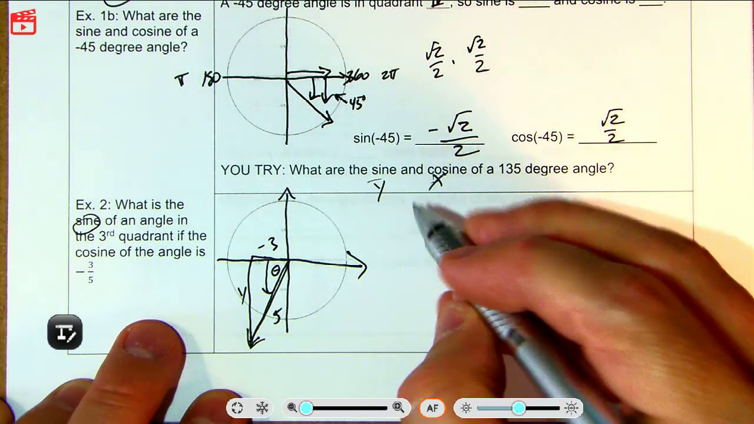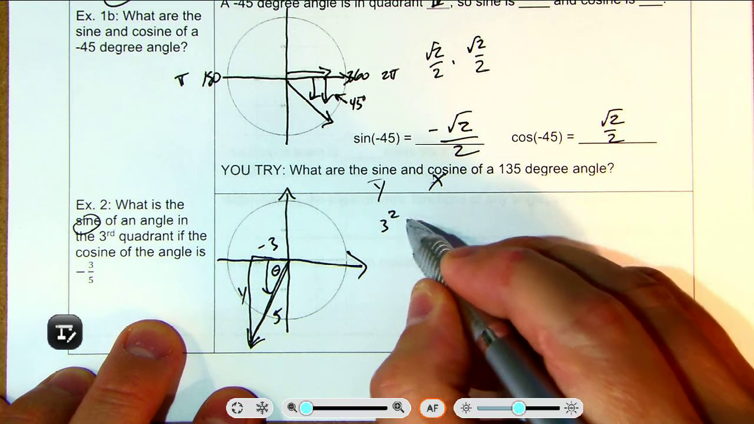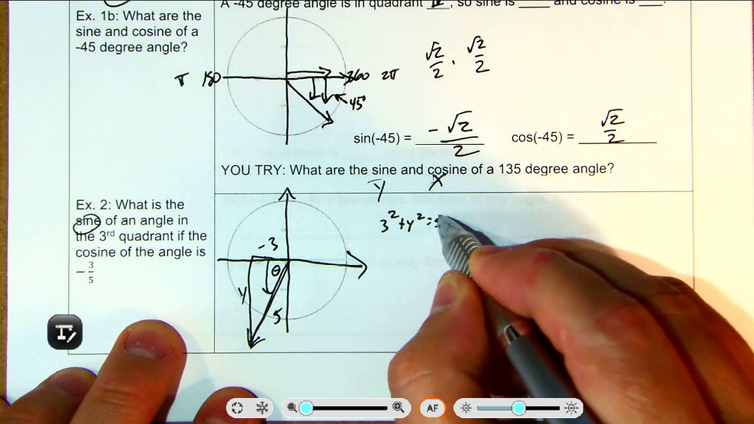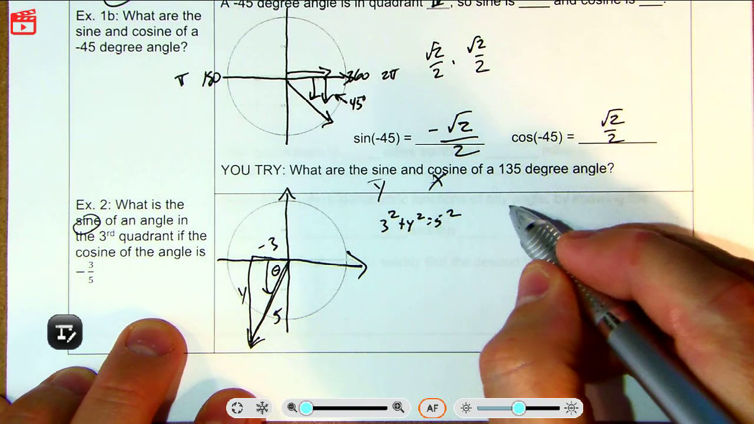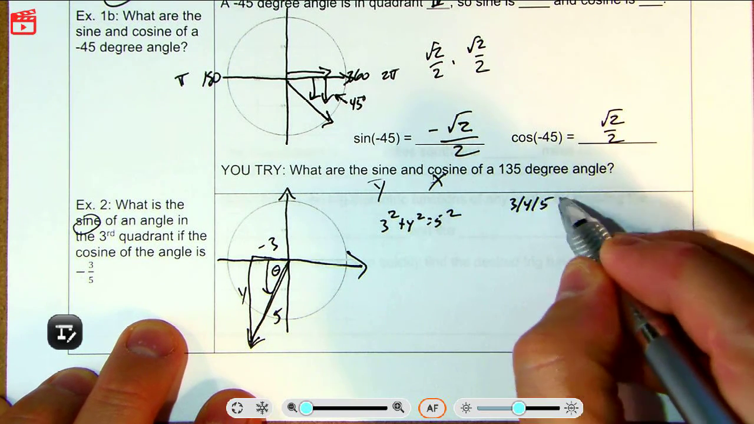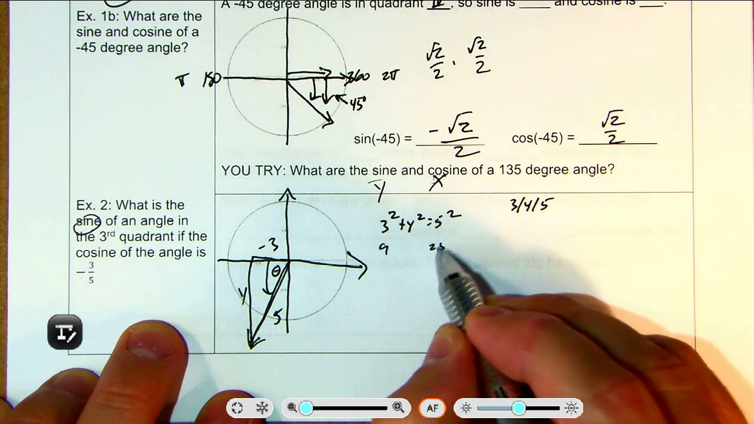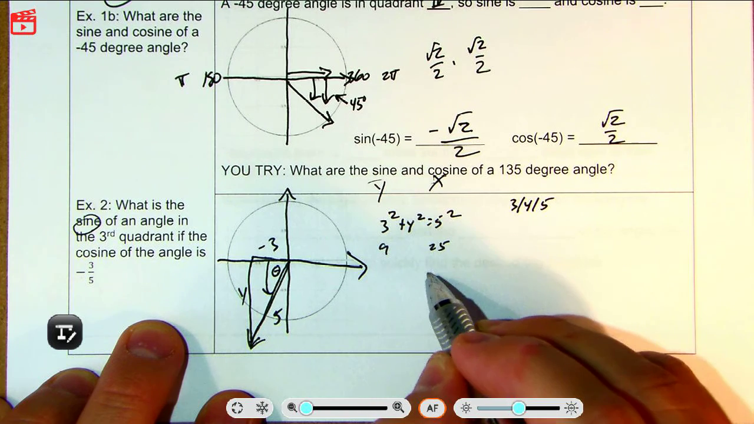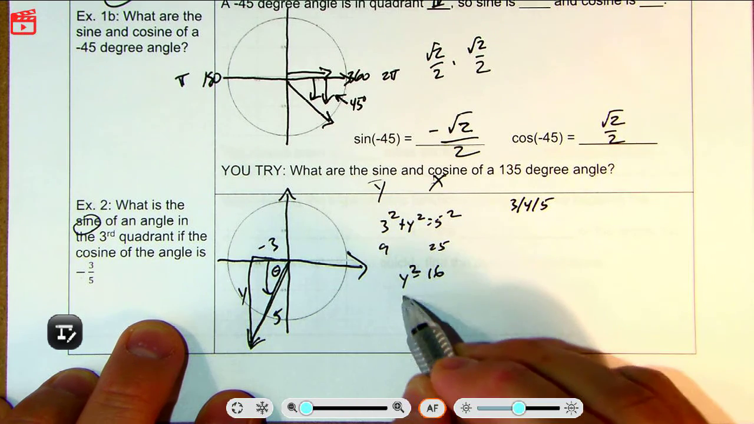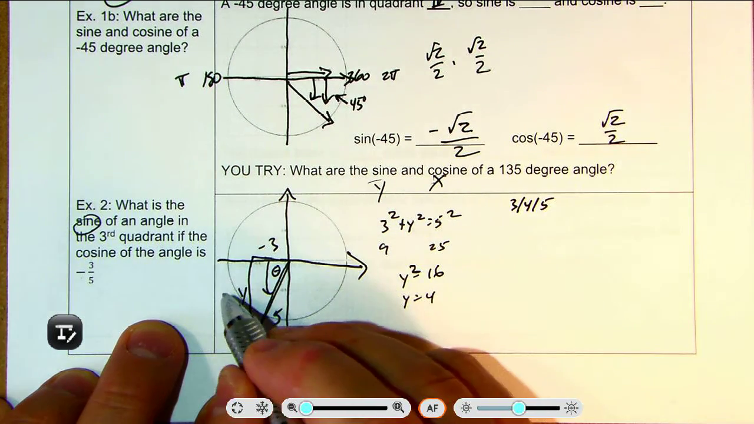Well, we just do a little Pythagorean theorem. 3 squared plus y squared equals 5 squared. And if you remember Pythagorean triples, this is a 3, 4, 5 triangle. And I'll prove it to you. So 3 squared is 9, 5 squared is 25. If I take 9 away from there, there's 16, and take the square root, so y equals 4. So this side right here equals 4.